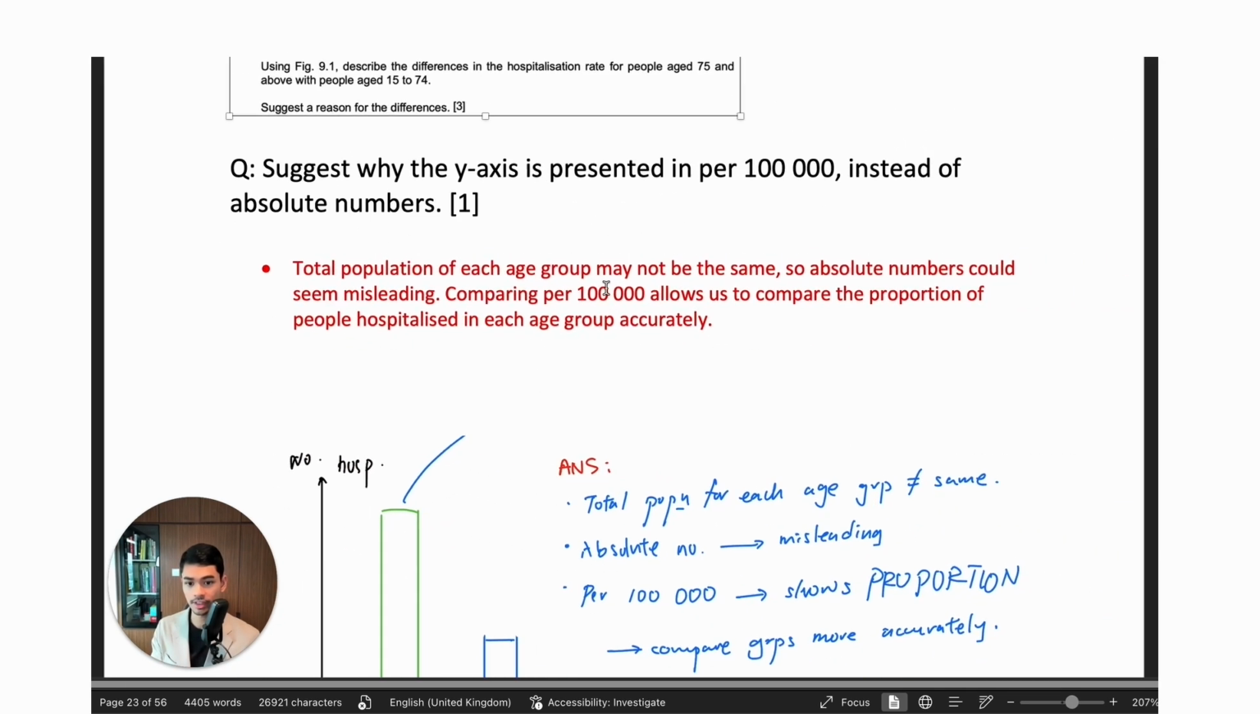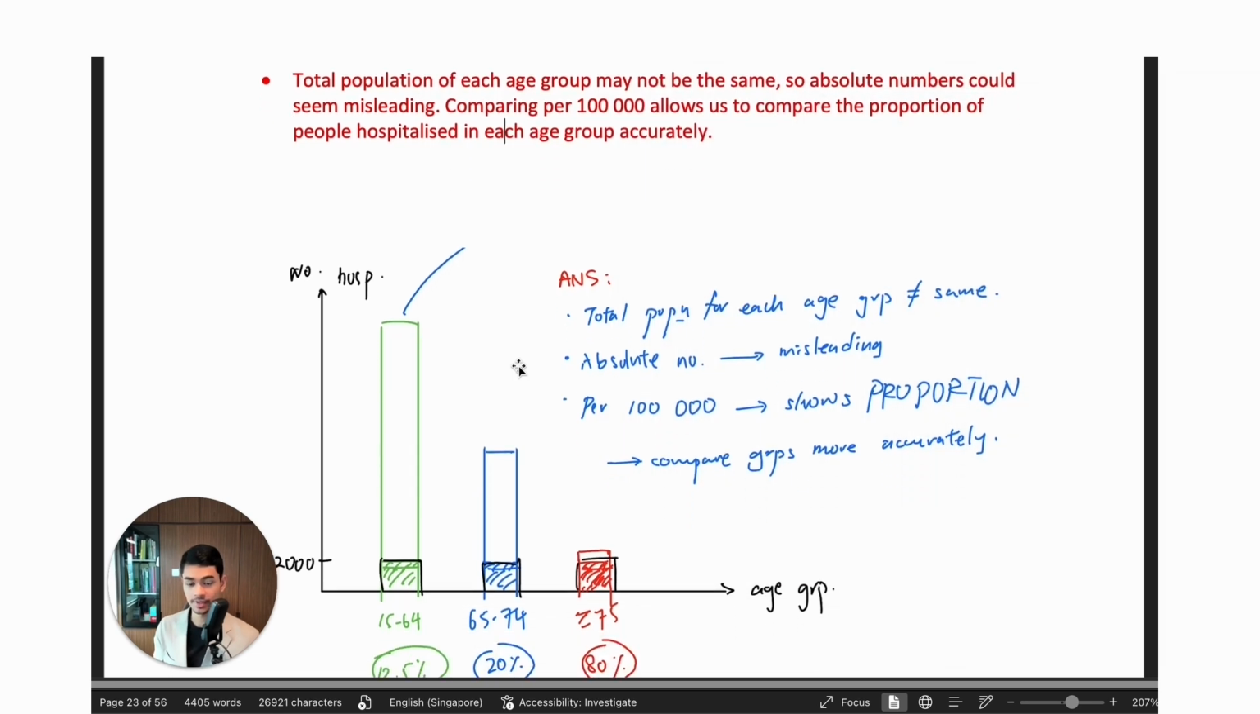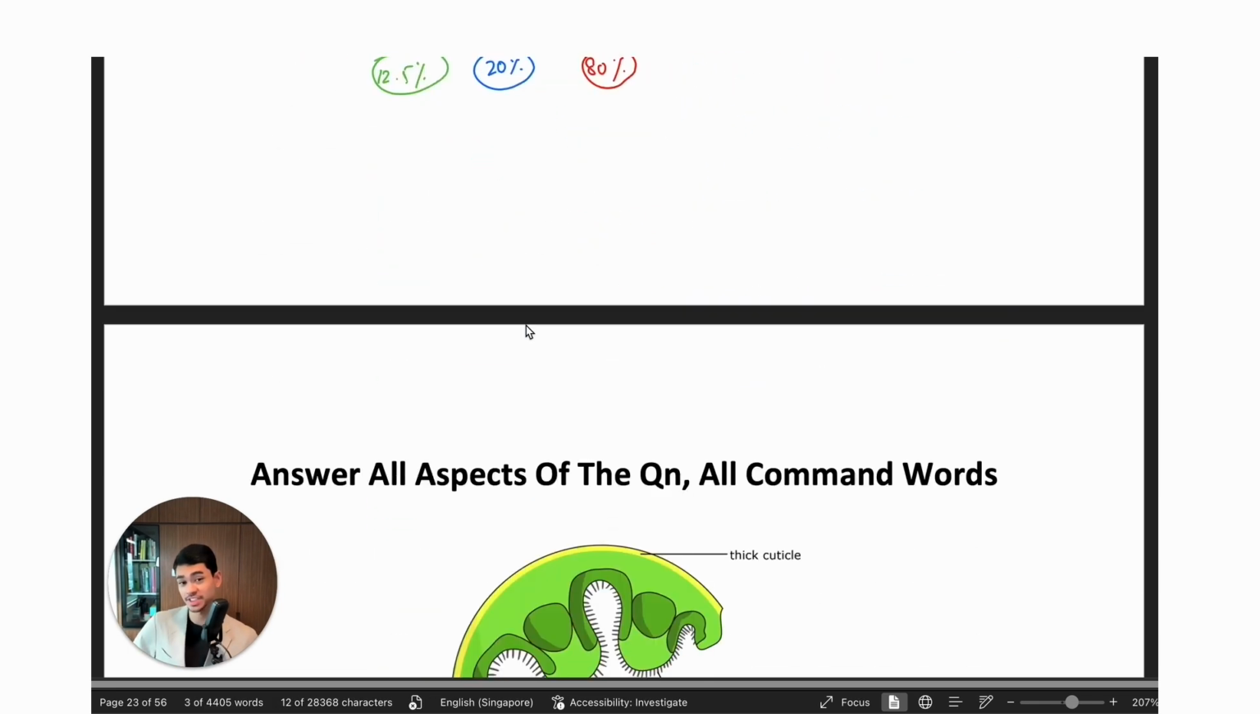Because comparing by absolute numbers can be misleading. And the reason is the total populations of each category here, the total bar, is not the same. If the bar is all the same, then we'll instantly see the proportions. But because the total is not the same, it's not a fair comparison unless we make them all to the same denominator, so per 100,000. So that was it for suggest questions.